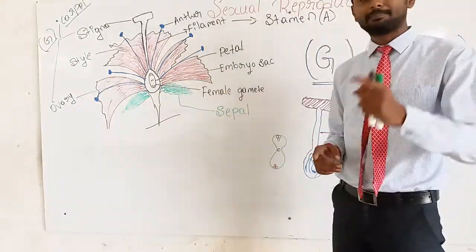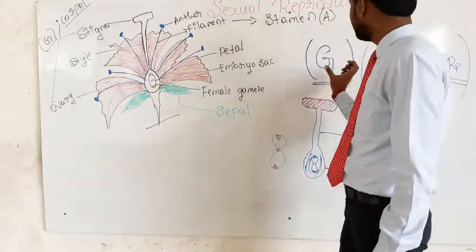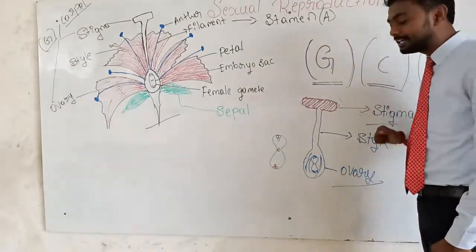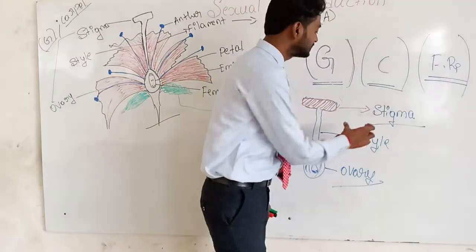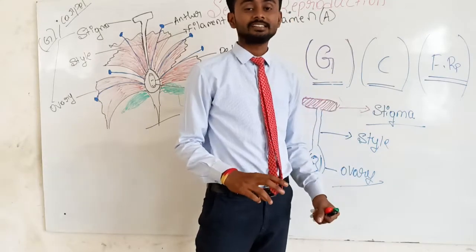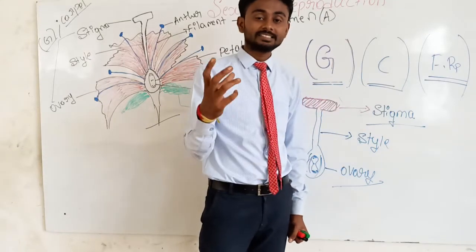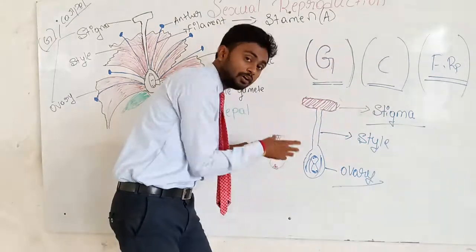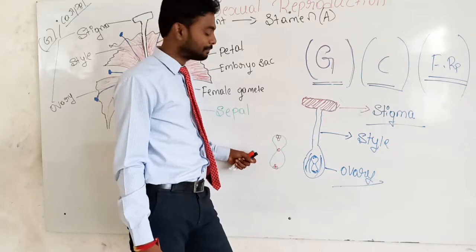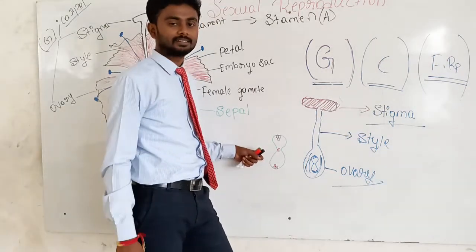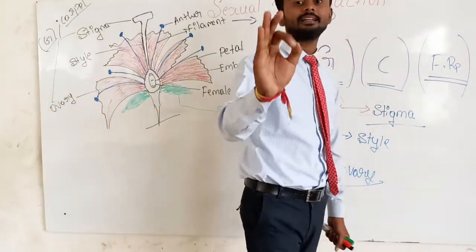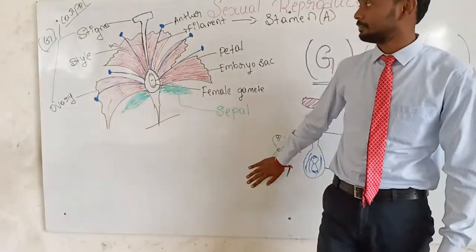The female reproductive part is known as what? Gynoecium. The gynoecium is also known as what? Carpel. The carpel can be divided into how many parts? Three parts: one is the stigma, another is the style, last one is the ovary. Inside the ovary you can see the embryo sac, and in the embryo sac you can see the female gametes. Clear all of you? So this is about the female reproductive part in the flower.